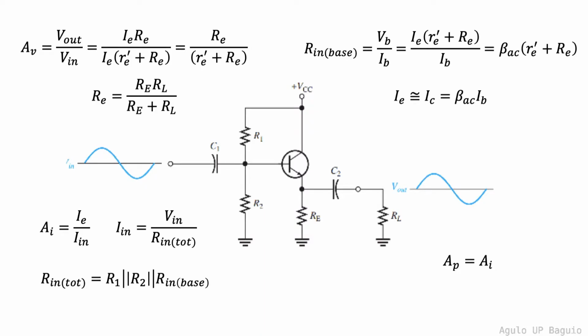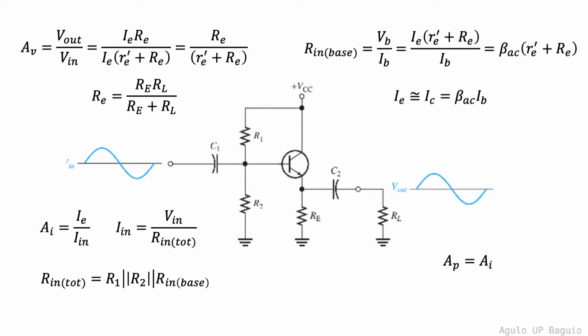Well, the emitter follower is characterized by a high input resistance. Thus, the circuit can be used as a buffer between the source voltage and the load circuit to minimize the loading effect of the load resistance. We can determine the input base resistance to be the base voltage divided by the base current. Since the collector current is equal to the base current multiplied by the AC beta parameter, and since the collector current is approximately equal to the emitter current, then the input base resistance is expressed as shown.